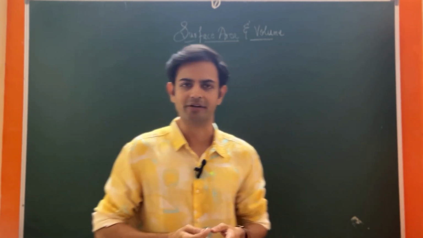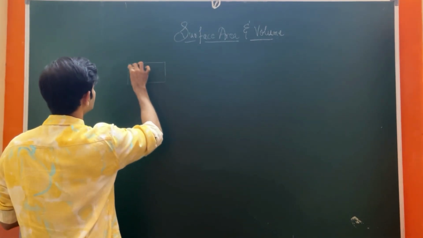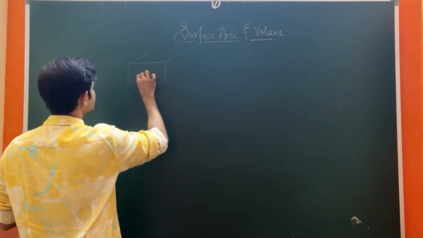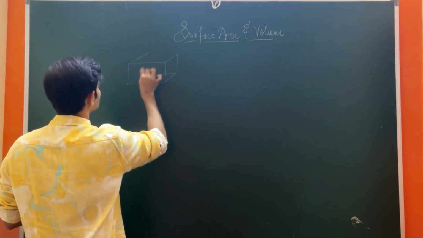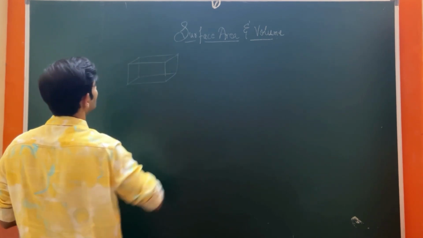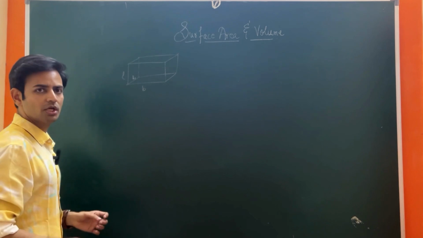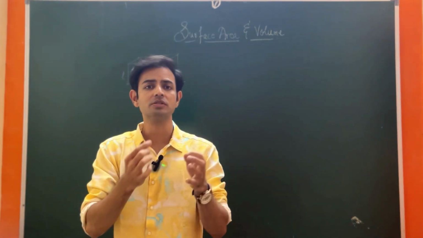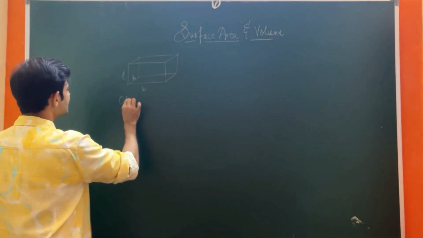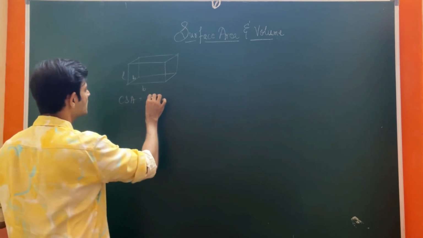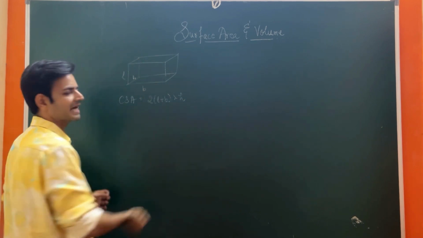Let's start with the cuboid first. So a cuboid, as we all know, is a rectangle in 3 dimensions like this. So this is the length, width and the height. So the curved surface area, also known as the area of the 4 walls, is given by CSA is equal to 2(L + B) × H.